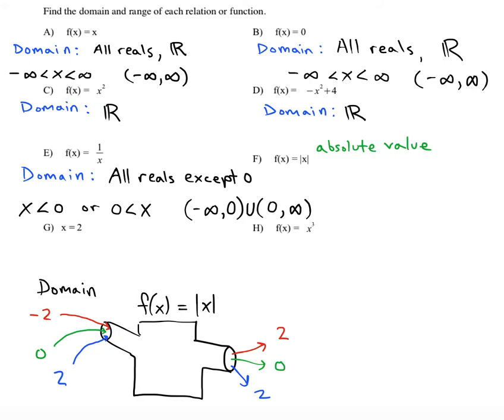So is there any number that we can't throw into that machine? The answer is no. We can throw in anything. So the domain is all real numbers.